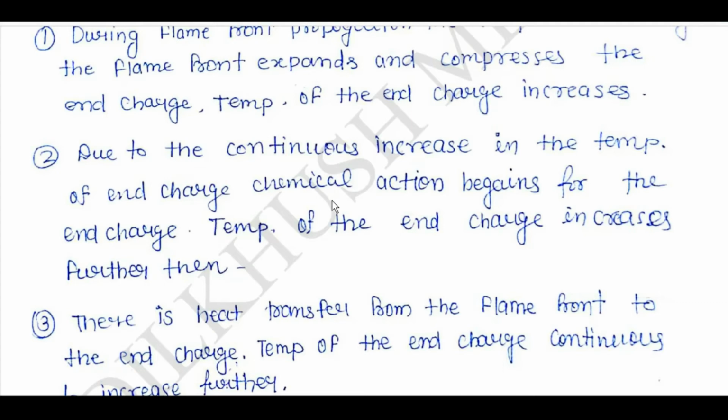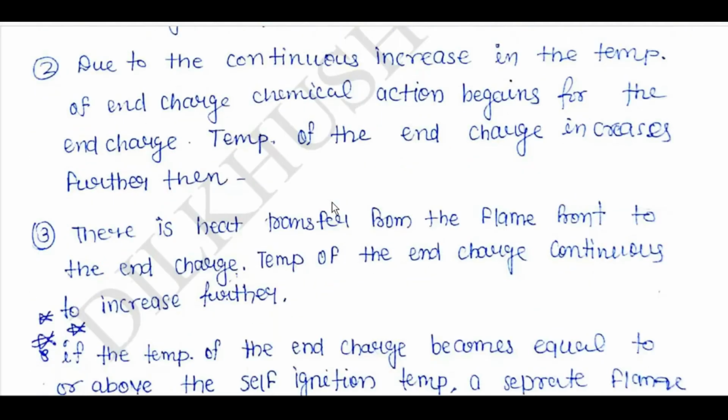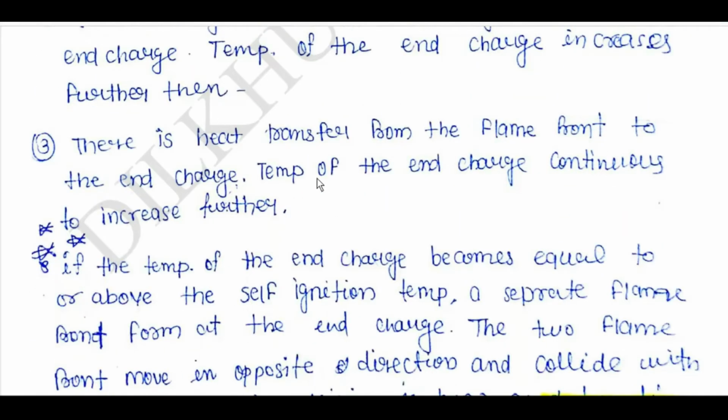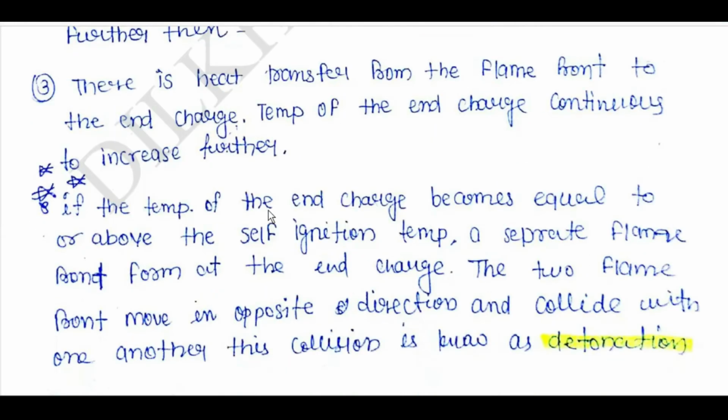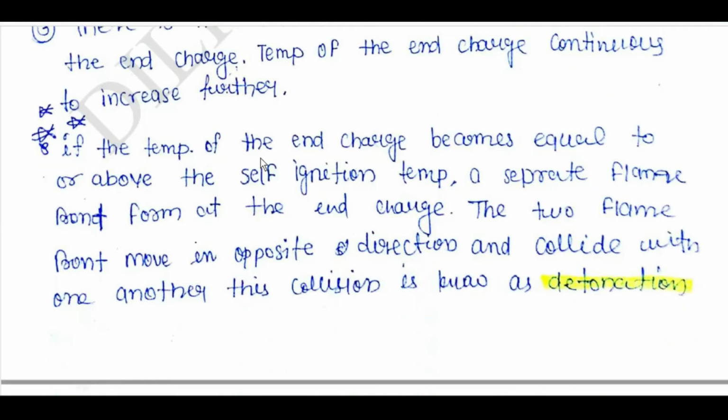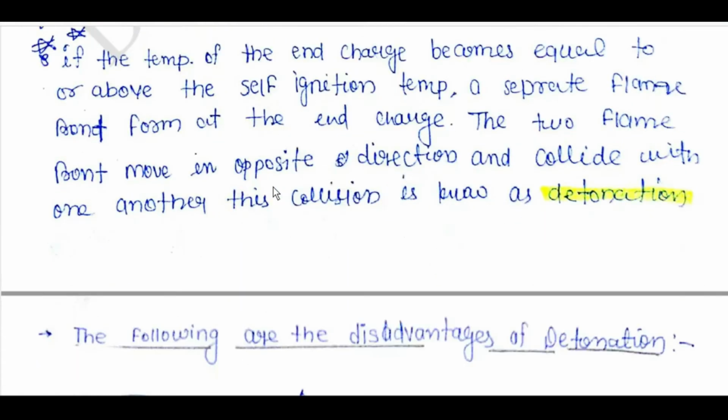Chemical action begins for end charge. Temperature of end charge increases further. There is heat transfer from flame front to the end charge. Temperature of end charge continues to increase further. The temperature of end charge becomes equal to or above the self ignition temperature.